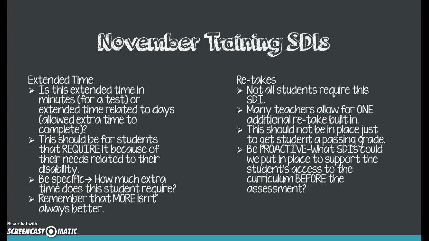This should be for students that require it because of their needs related to their disability. This isn't something that we should just put in place because it would be easier for the student. It absolutely must, again, be tied to the needs and the present levels. Please be specific. How much extra time does this student require? And remember that more isn't always better.